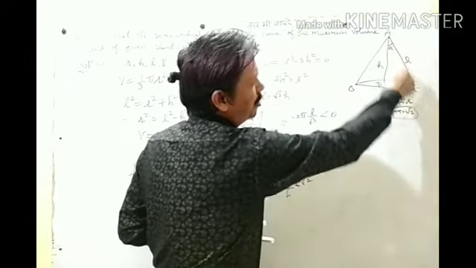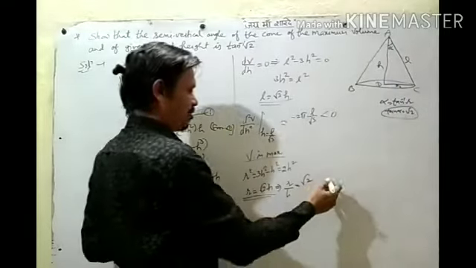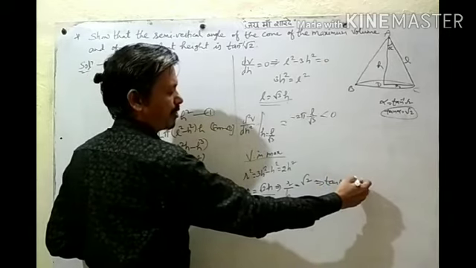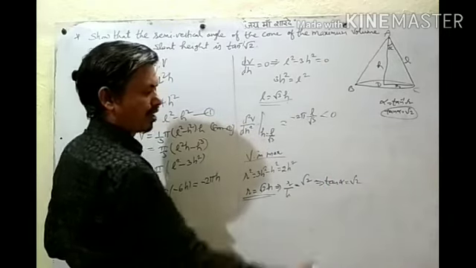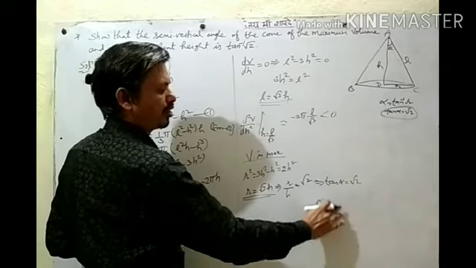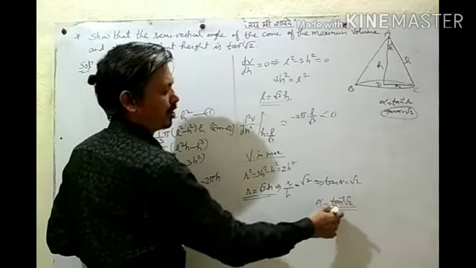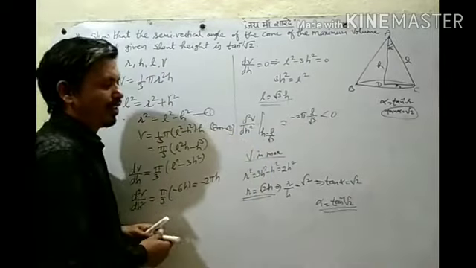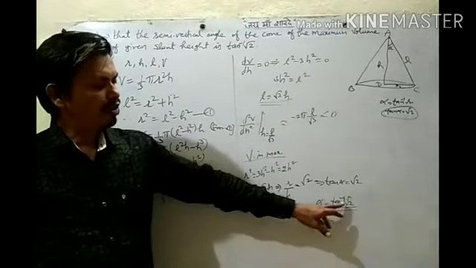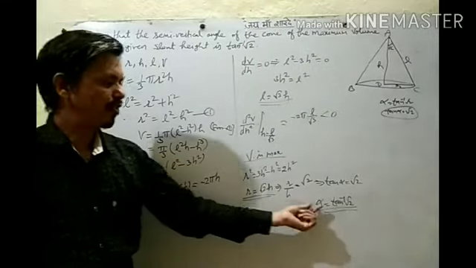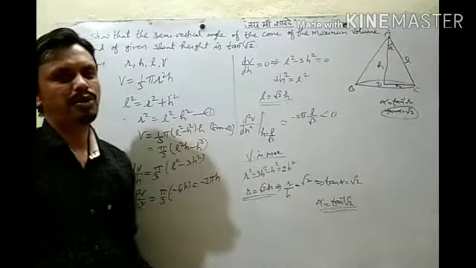Tan alpha equal to r by h. So r by h we can write tan alpha. So alpha will be tan inverse of root 2. So semi-vertical angle is tan inverse of root 2. Then only volume is maximum. The volume is maximum when alpha is tan inverse of root 2.